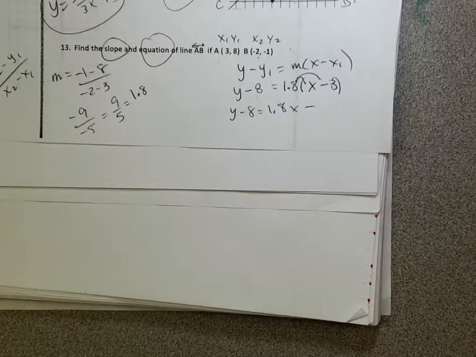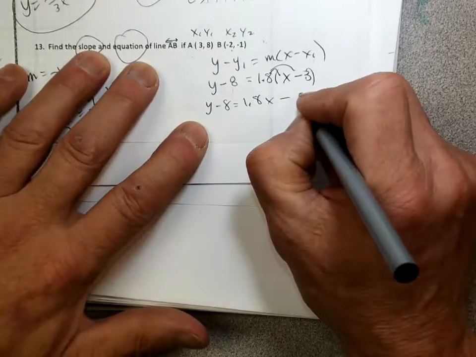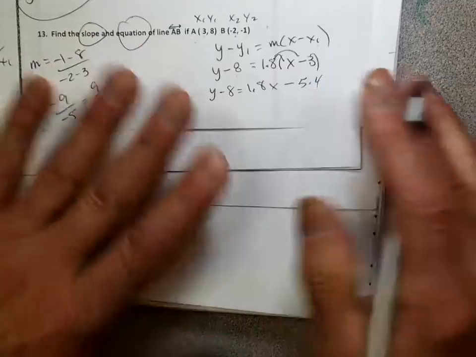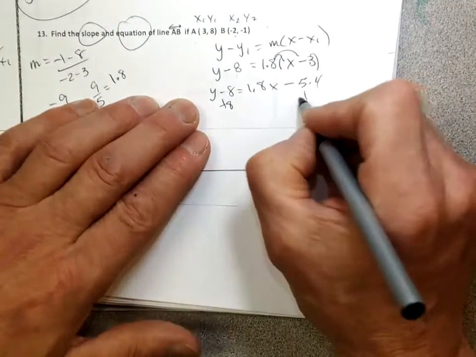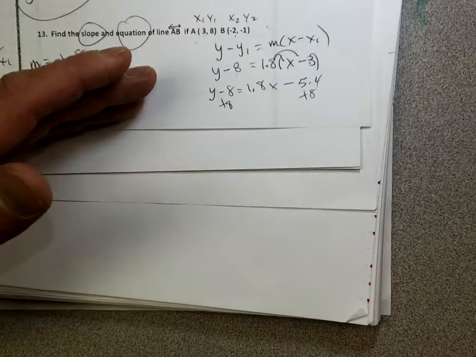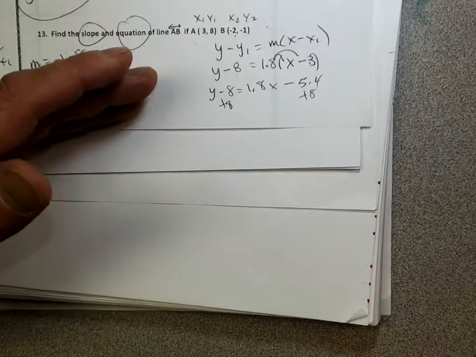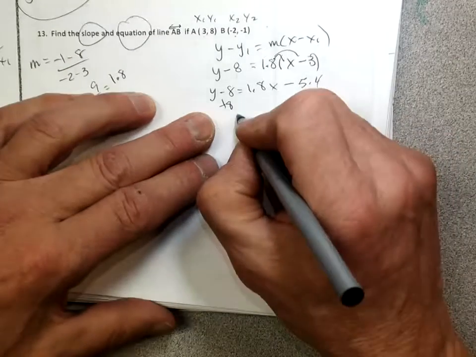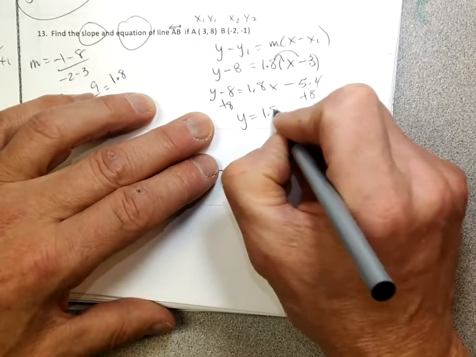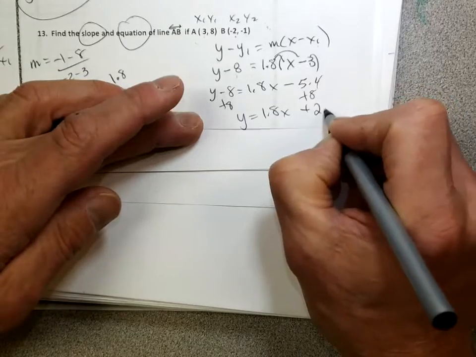That's what calculus is for, right? So what is 3 times 1.8? 5.4. Nice job, Katie. 5.4, right? Plus 8. So what is it? Negative 5.4 plus 8 equals 2.6. So my answer is y equals 1.8x plus 2.6.